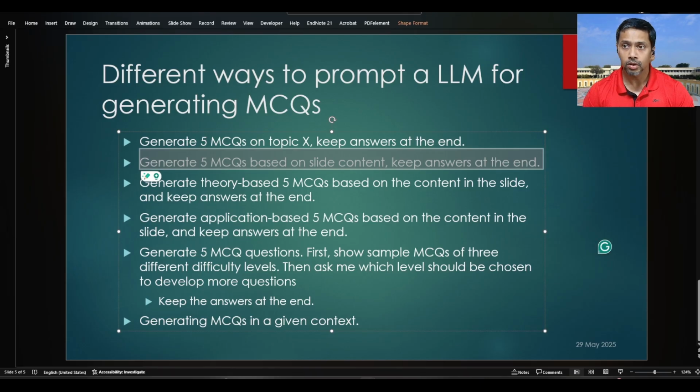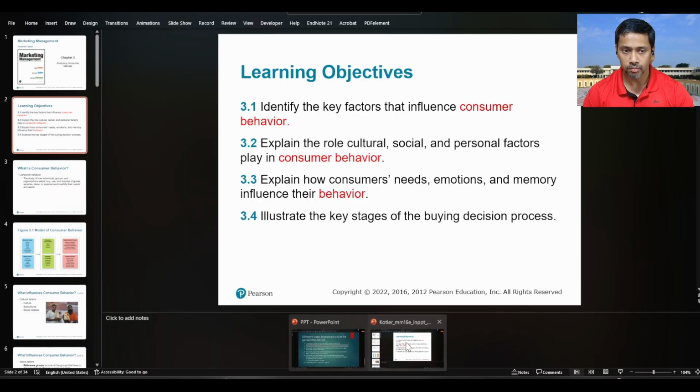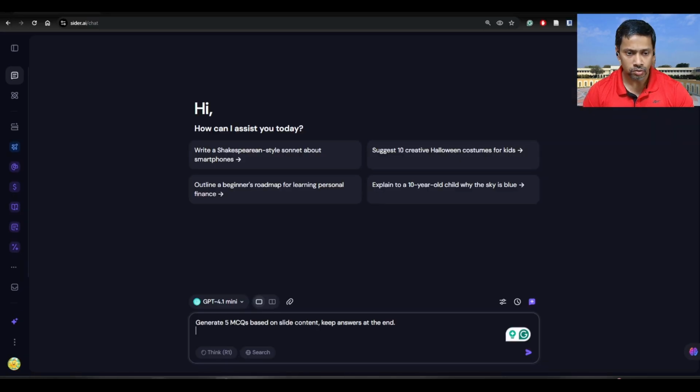Okay. So what I'm going to do is paste it, but now I'm going to show my slide. This is an author-supplied slide with the textbook that I use, Marketing Management by Keller and Cherchnev. So I will simply attach these slides. These kind of slides are generally supplied by the authors for our teaching assistants, but we can also use them to attach to generative AI.